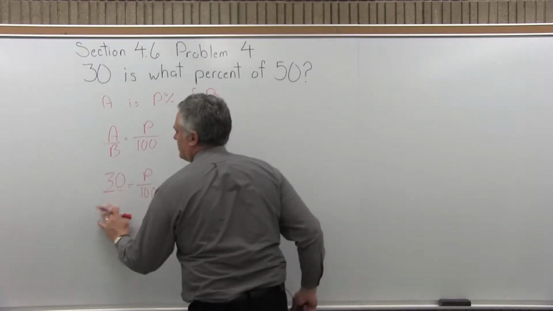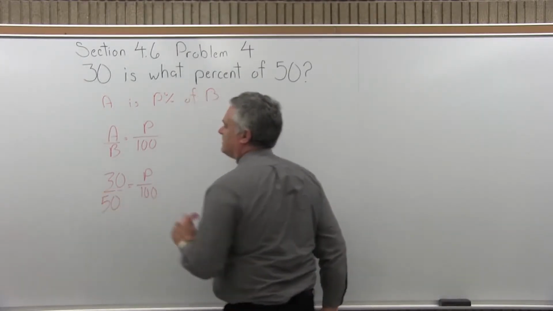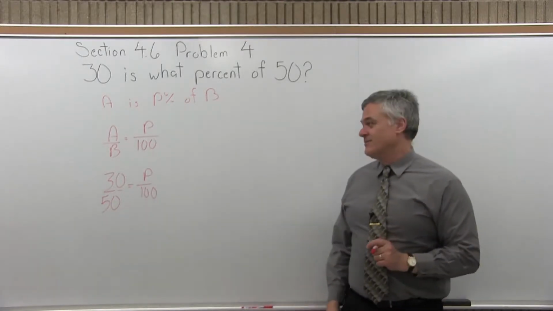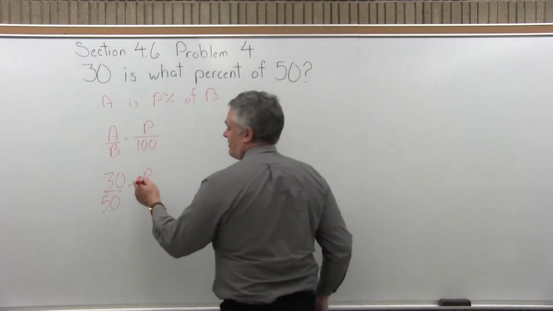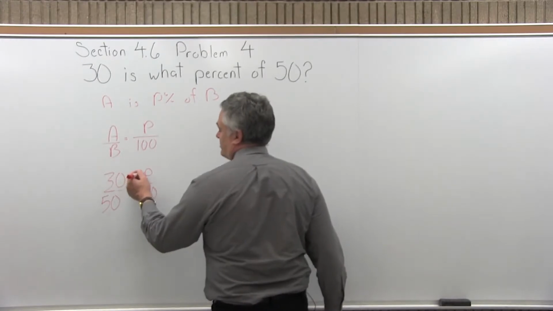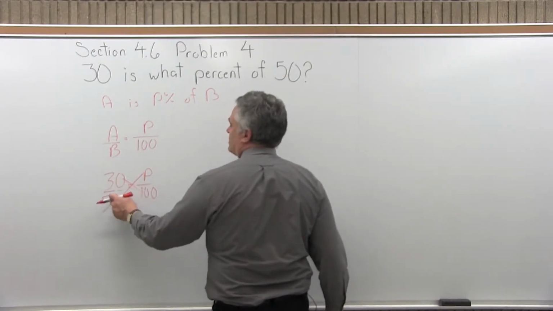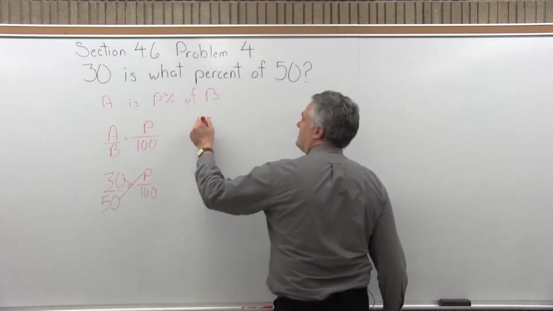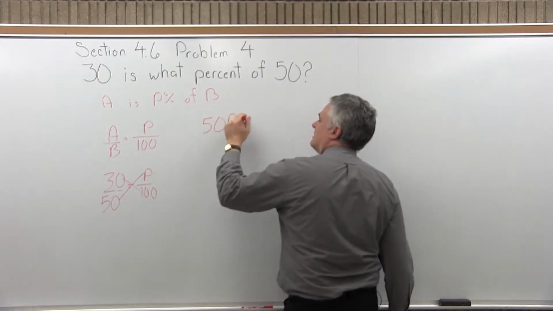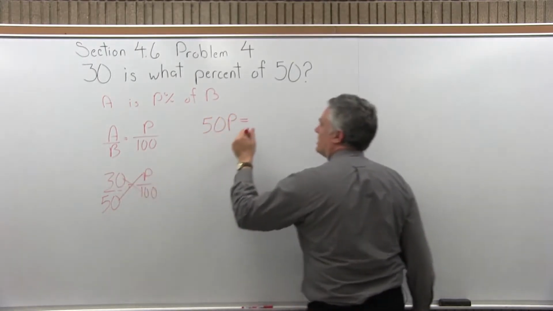I was going to say we have one unknown. We have two, really. We can only have one. The P is the unknown. So now to solve an equation where you have two fractions equal to each other, you cross multiply. So 50 times P will be 50P. That's equal to 30 times 100.